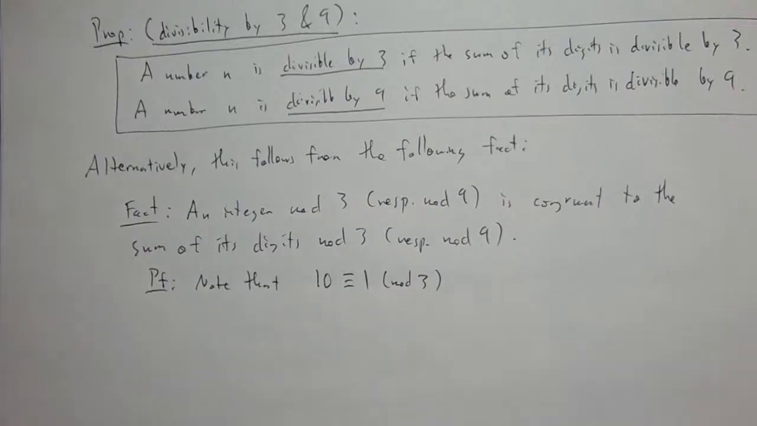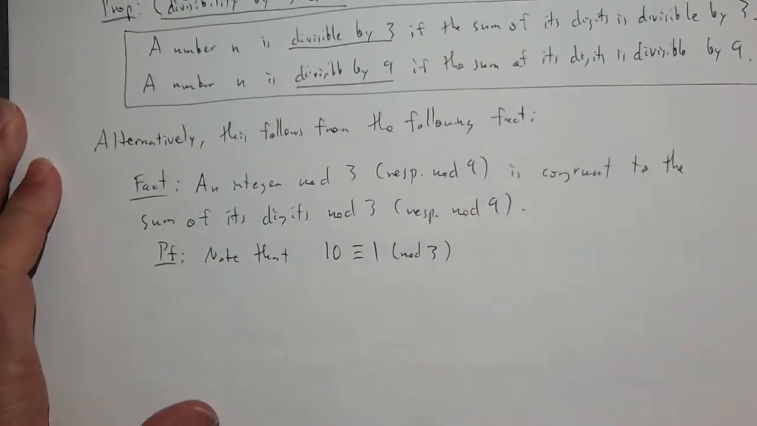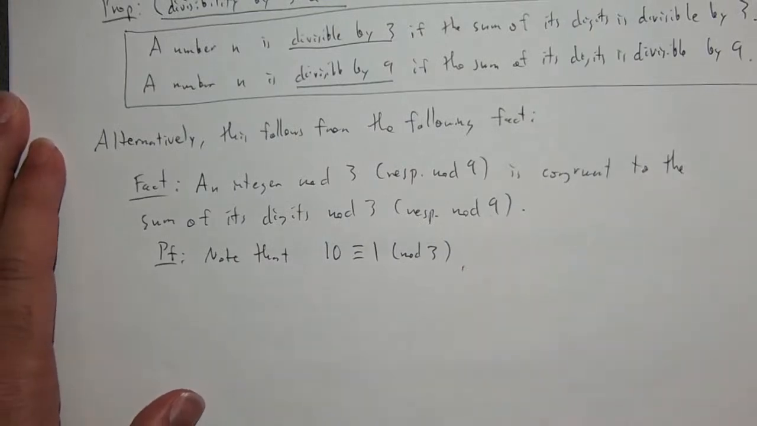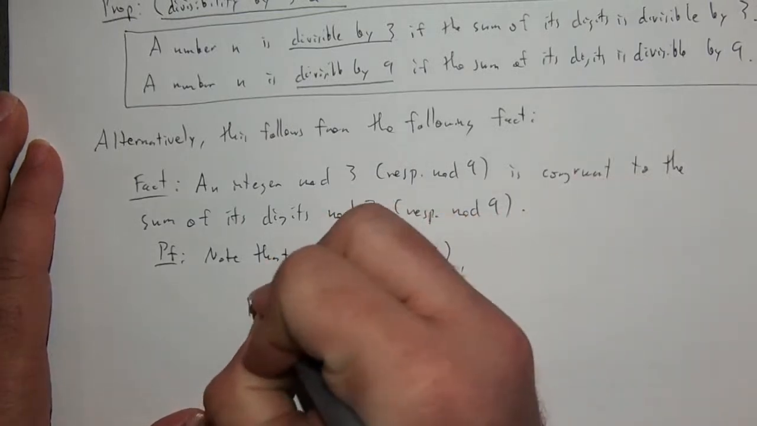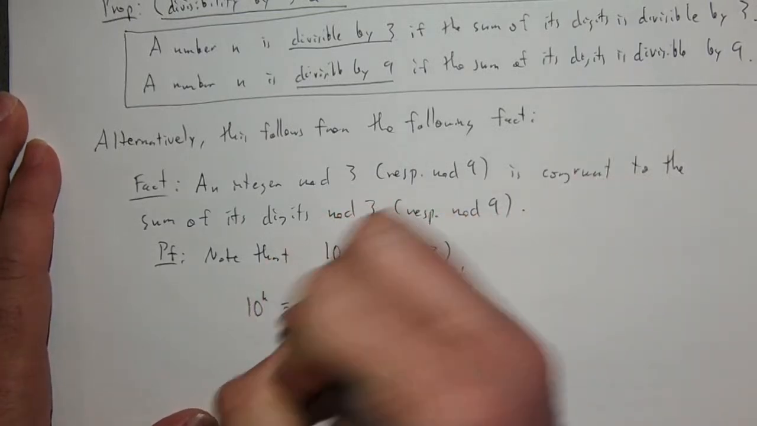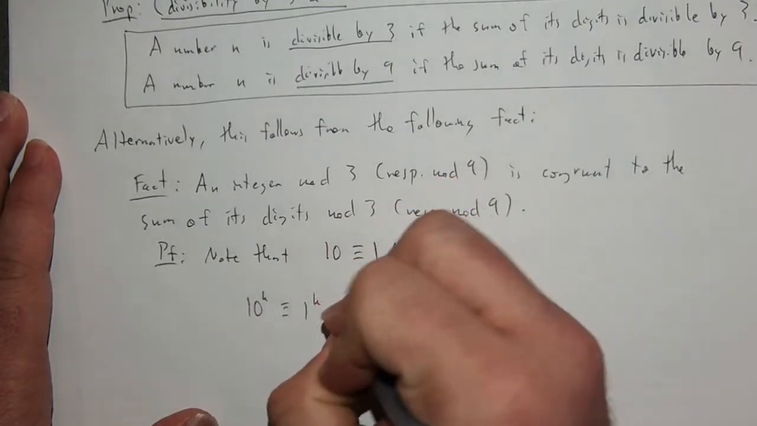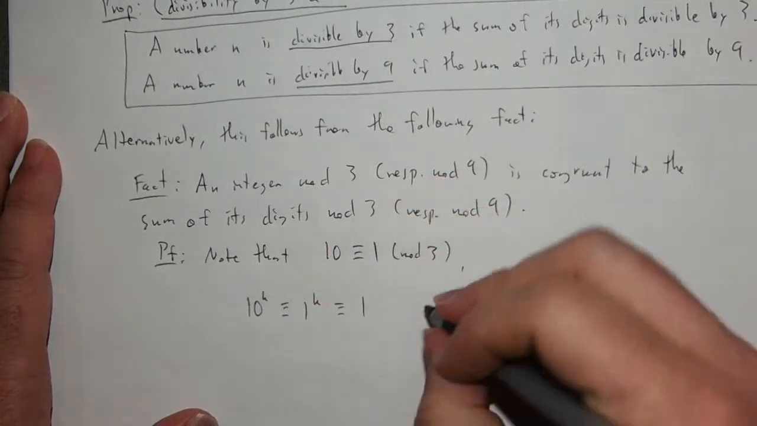Anyway, continuing on here. If I note that 10 is congruent to 1 mod 3, then 10 to the k is congruent to 1 to the k, which is congruent to 1 mod 3.